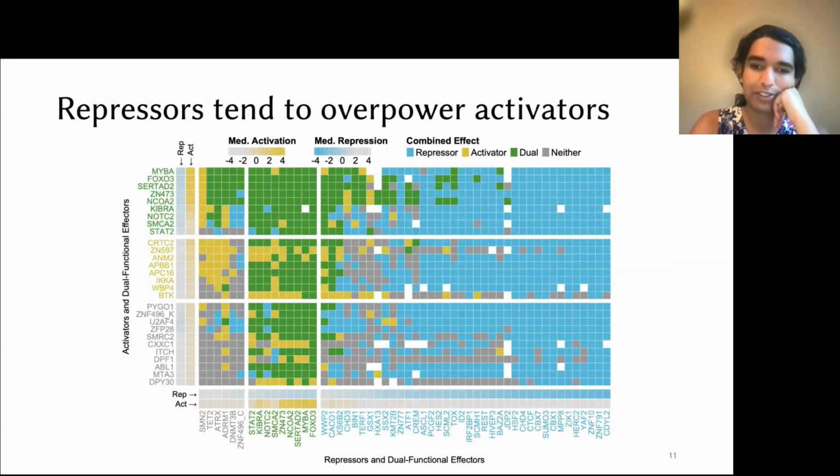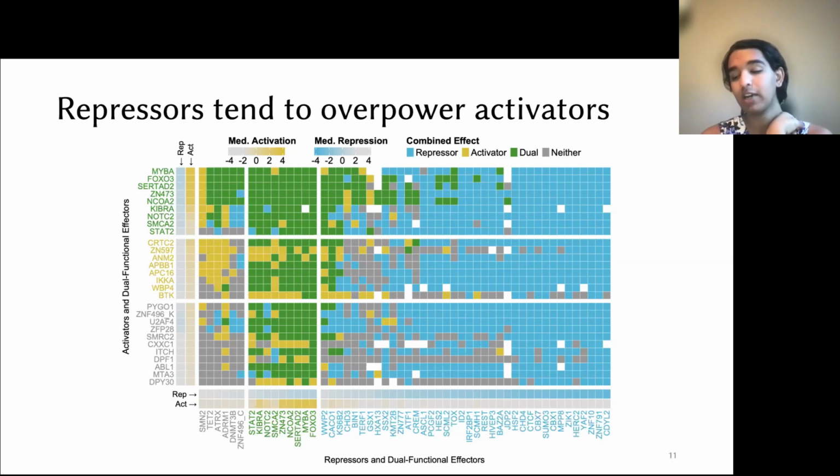This plot here was like a week of pain for me to generate, but it shows, I think, the main conclusion of our combinatorial work, which is that in our hands, repressors tend to overpower activators. Each row or column is a particular effector domain. The dual functional effectors have both rows and columns for them. They're sorted first by the type of domain they are: non-functional domain, activator, dual functional, repressor domain. And then within each of those categories, their strength on their own when activating or repressing a gene.